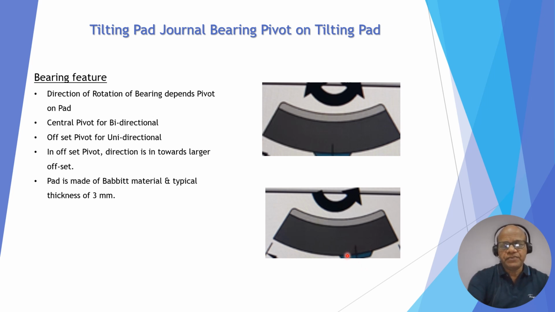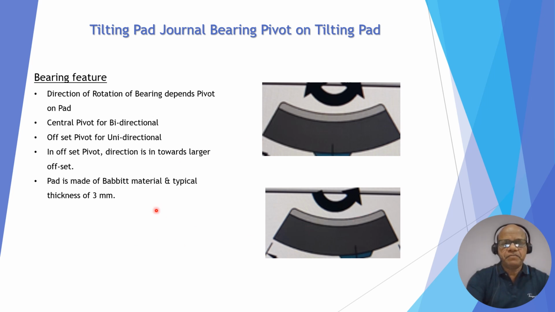Let's say the pivot is in this direction. If the shaft load is coming here, it tilts upward, so the area decreases here. So please note that it cannot be like this, because if the load comes here but the pivot is also closer to this side, the whole load will be taken by this part, so this pad will not tilt, and so it cannot be in this direction. So the larger offset is the direction of the tilting pad.